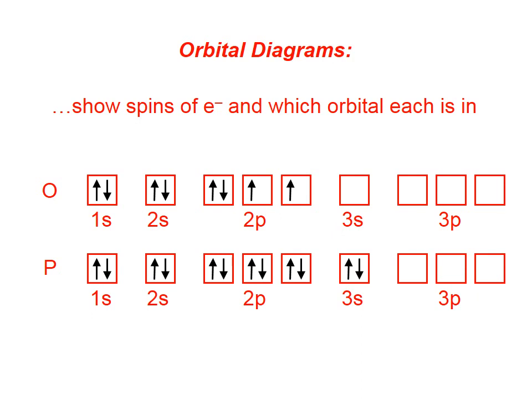Then we fill up the 3s orbital, up, down, and then that brings us to 12 electrons, and then we have 3 more, up, up, up.